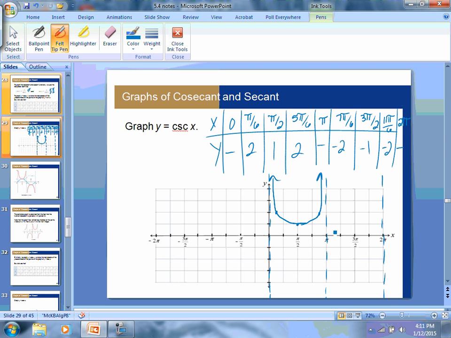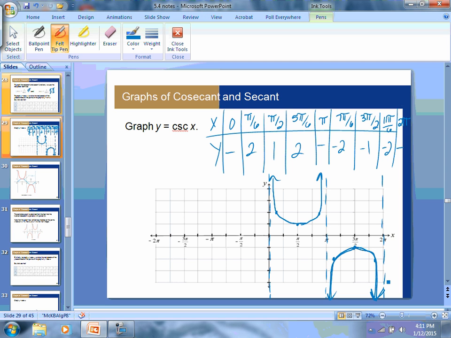And then I have my undefined asymptote. And then I'm going to go to -2 for 7 pi over 6. And then -1. And then -2 again. So here I have another parabola. So it's kind of like I've got two little parabolas here.